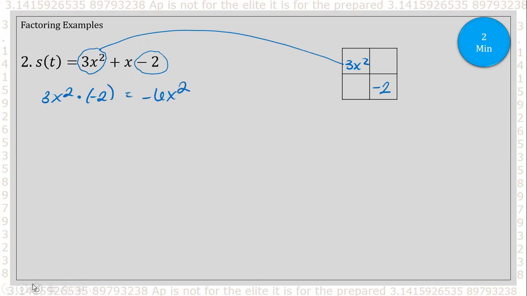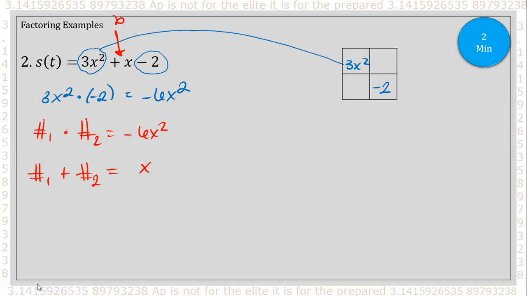So here's where we go back to our little guessing game, right? We're looking for two numbers that multiply together to give me -6x squared, and when I add them together, they have to equal this term right here, the b, which is just our x, our 1x. Okay, cool.